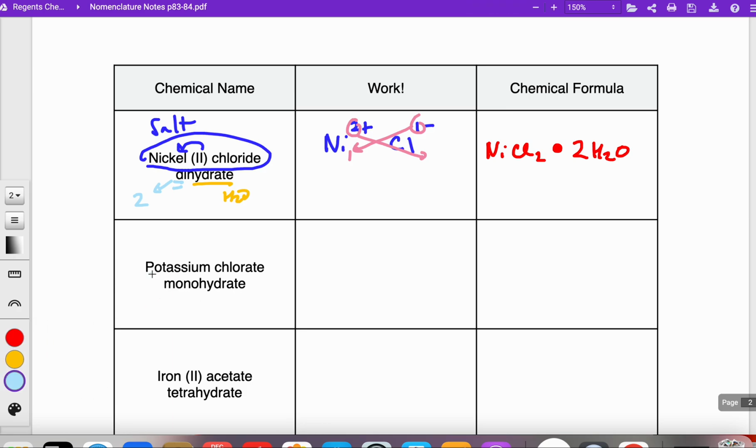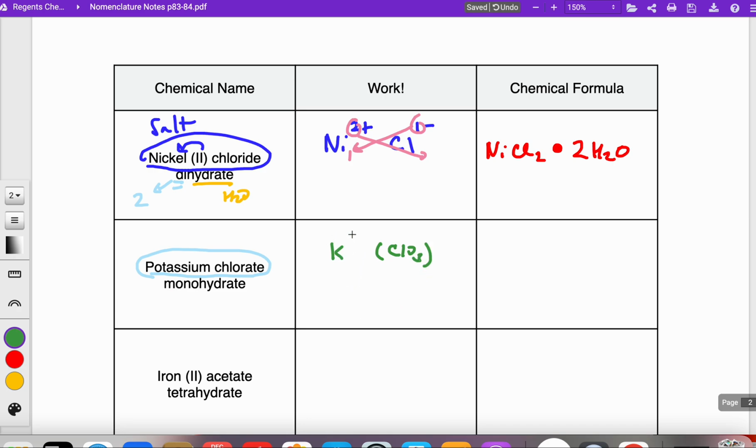One more. We have potassium chlorate monohydrate. The name of the salt is what comes before any prefix. So potassium chlorate. Looking up symbols, potassium is the element and it uses K. Chlorate is a polyatomic, which is ClO3.